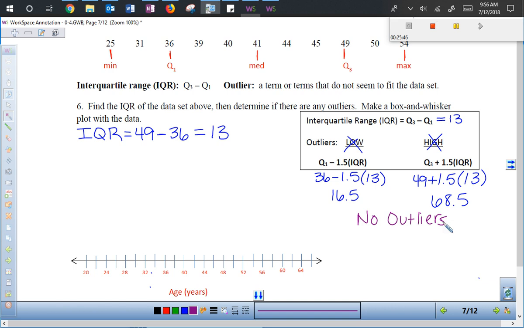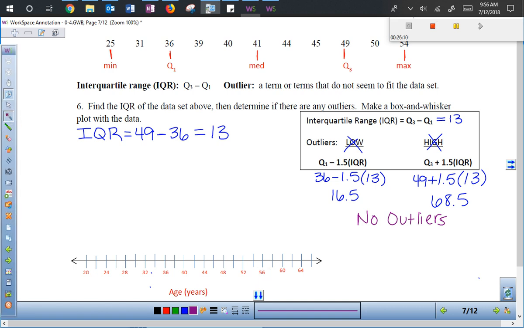Now, the next thing we're going to do is take all of this data and create a box and whiskers plot. To create the box and whiskers plot, the main numbers you need to worry about are those 5 numbers for the 5-number summary. We are going to take each one of these 5 numbers and plot them above the number line, not on it, above it.